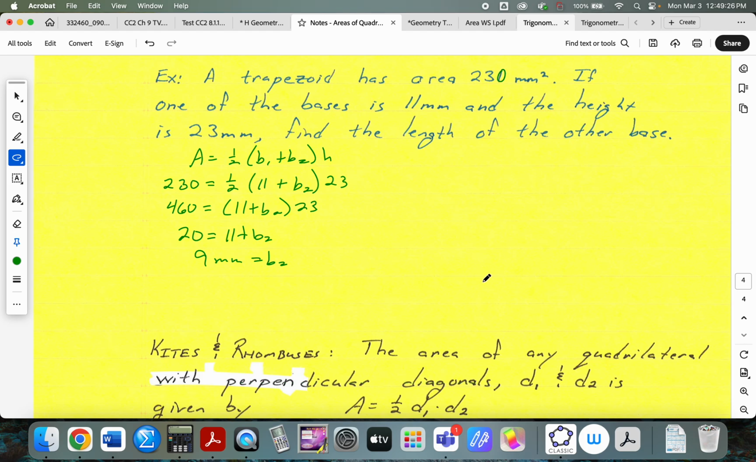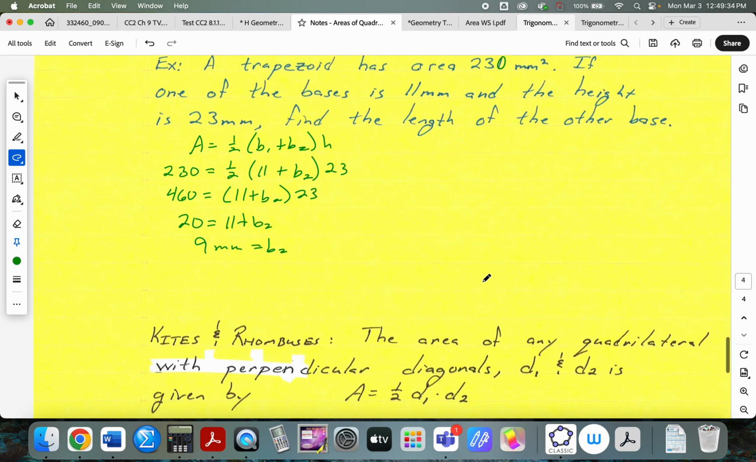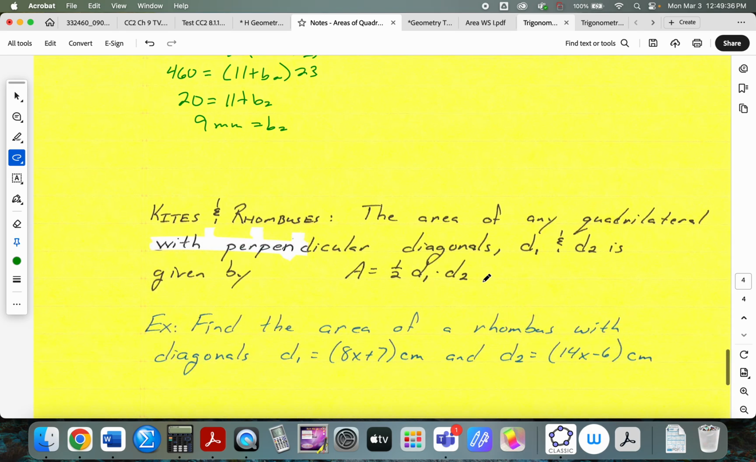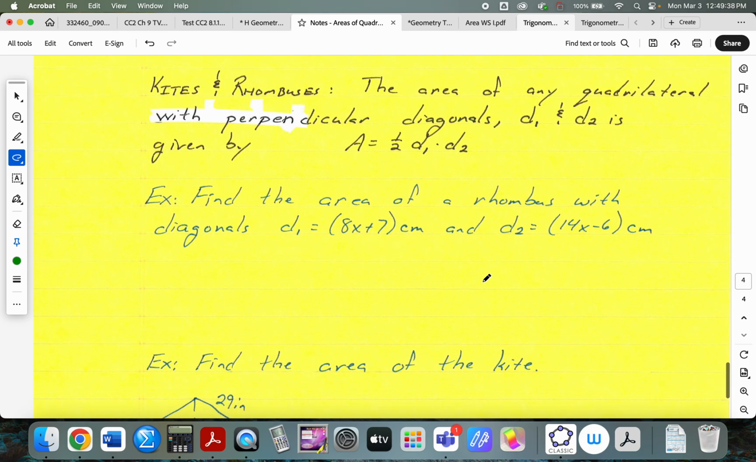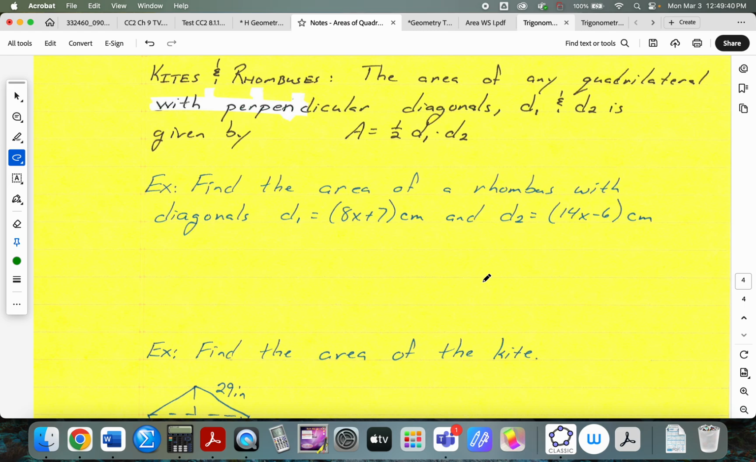Okay. Up until now, all these formulas are formulas you learned in middle school or maybe even earlier in some cases. This last one is a new one for you. Therefore, it's the one that students tend to forget because it's brand new. So, for kites and rhombuses, it turns out that the area of any quadrilateral with perpendicular diagonals, D1 and D2, is given by 1/2 D1 times D2.